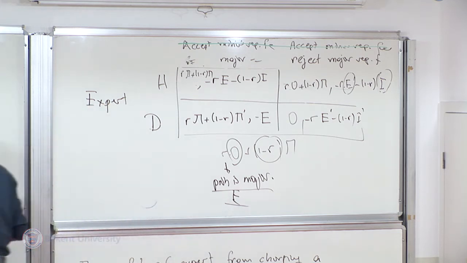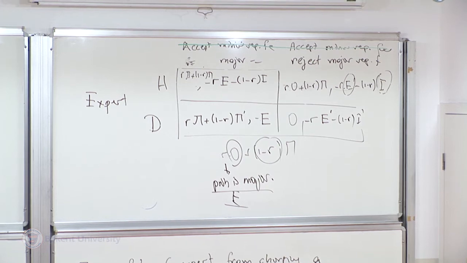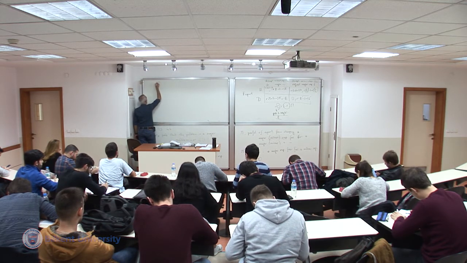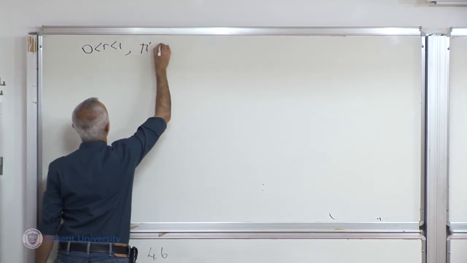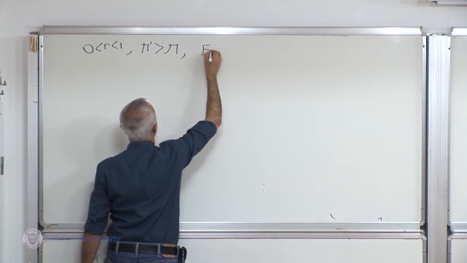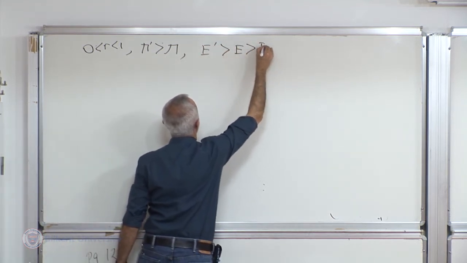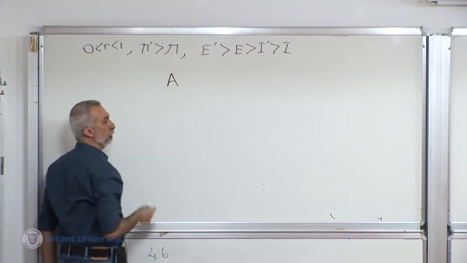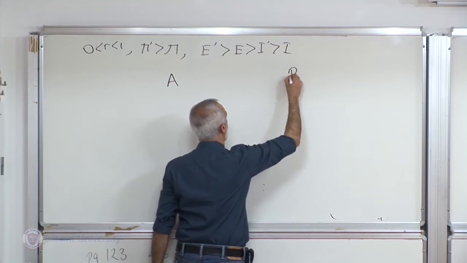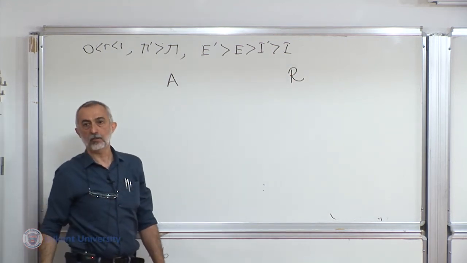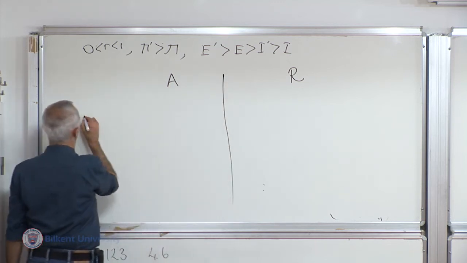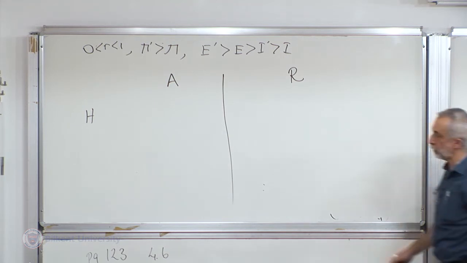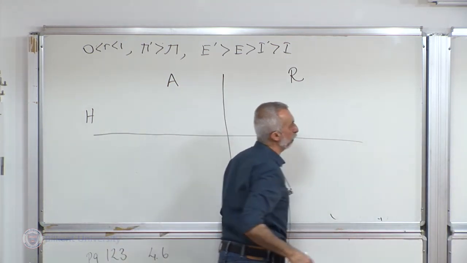Let me try to write this a bit cleaner. So R was a number between 0 and 1. Pi prime is bigger than pi. And then E prime is bigger than E, which is bigger than I prime, which is bigger than I. That's what we have. So the game: accept any fee, reject any major repair fee but accept minor repair fees. Be honest. Tell when the computer has a major problem, report it as a major problem, and when it's a minor problem, report it as a minor problem.